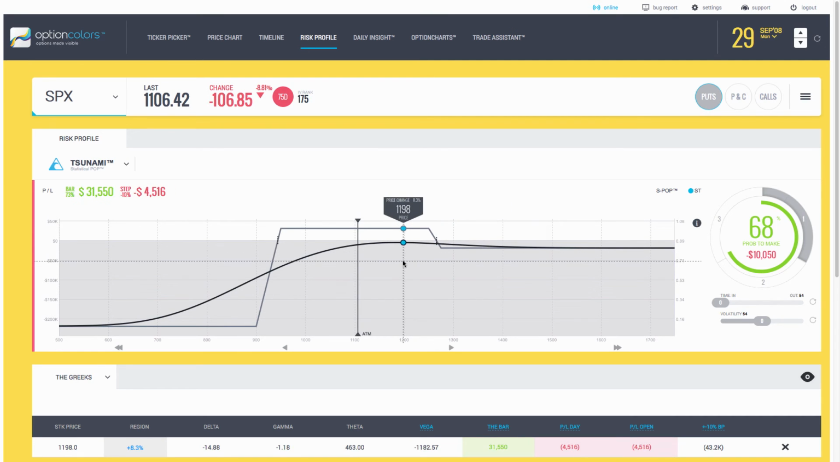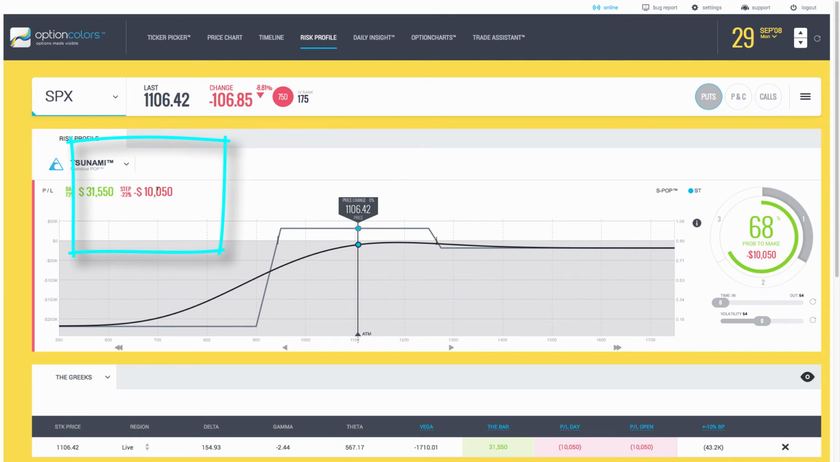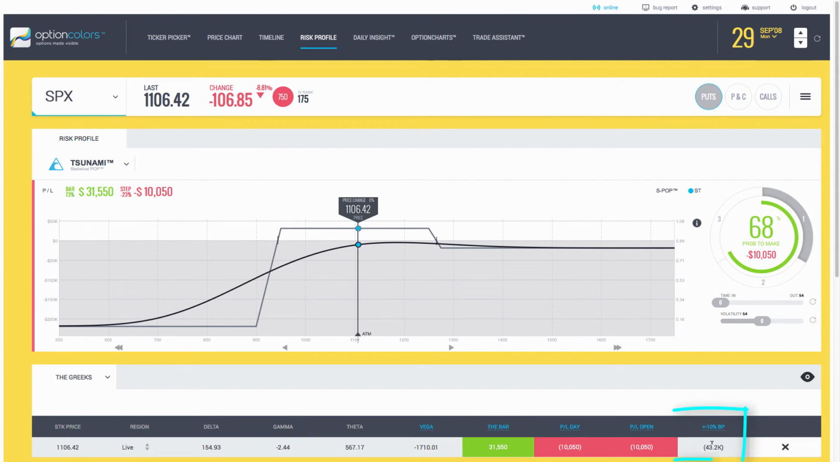So as we see, the first day we move down, there's a spike in volatility, and the trade's down 10,000. So it's basically down 100% of that initial margin. Our margin quickly jumped up 400% to 43,000. The other thing we want to note is we're at about 1106.